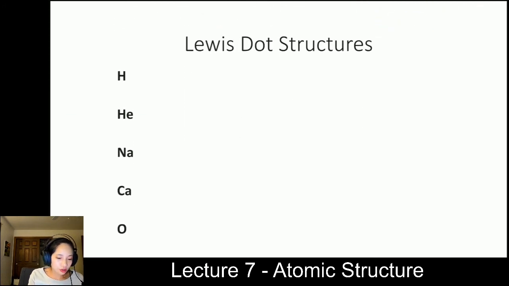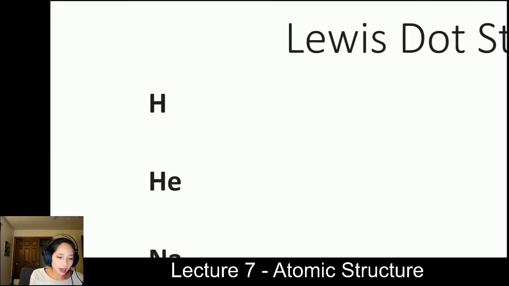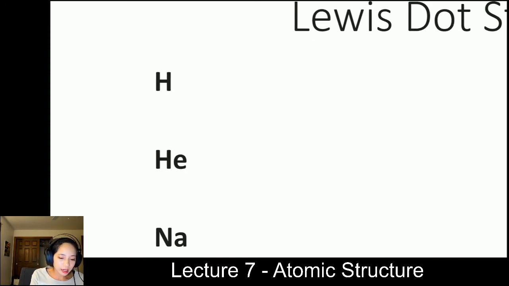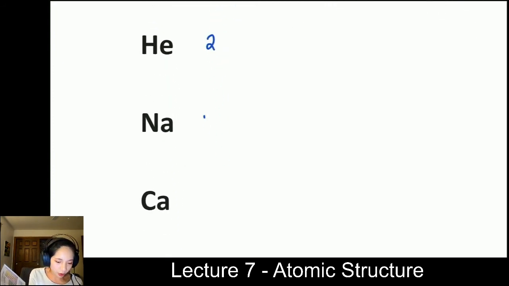Okay, so let's do some practice. Let's do valence electrons first. Hydrogen will have 1 valence electron. Helium has 2 valence electrons. Sodium has 1 valence electron because it's in group 1A. Again, I'm just using the group numbers. Helium is one of our exceptions. Remember, helium only has 2 electrons in it.